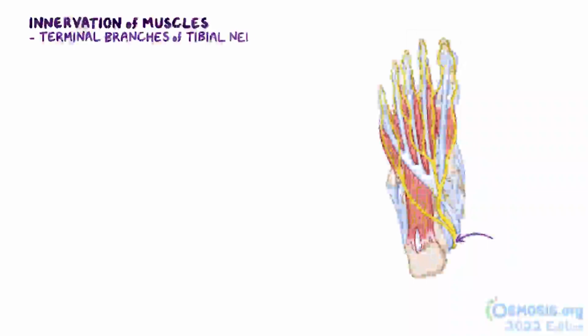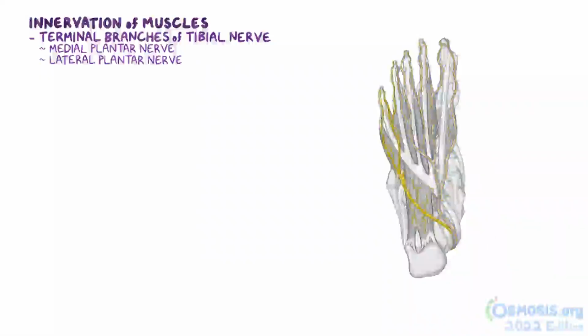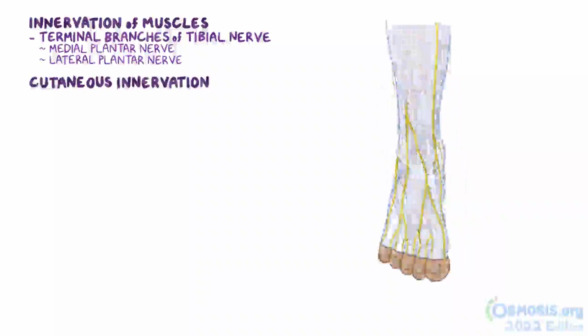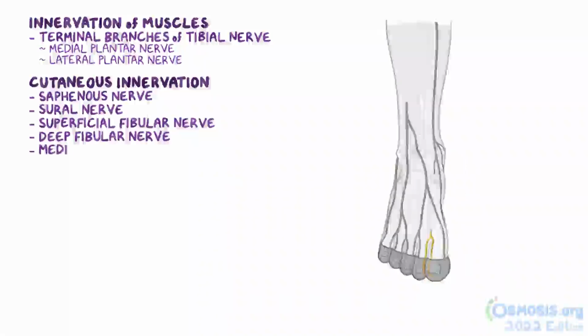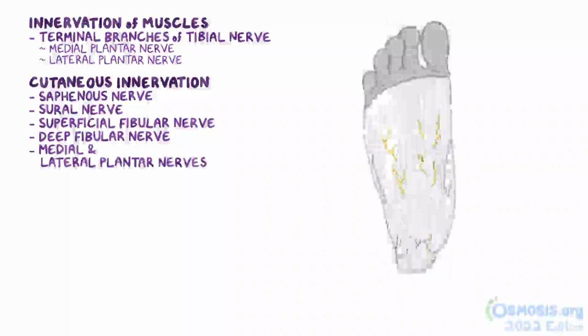The innervation to the 4 muscle layers is provided by one of the terminal branches of the tibial nerve, either the medial or the lateral plantar nerve. The cutaneous innervation of the foot is handled by several nerves, including the saphenous nerve, the sural nerve, the superficial and deep fibular nerve, as well as the medial and lateral plantar nerves.